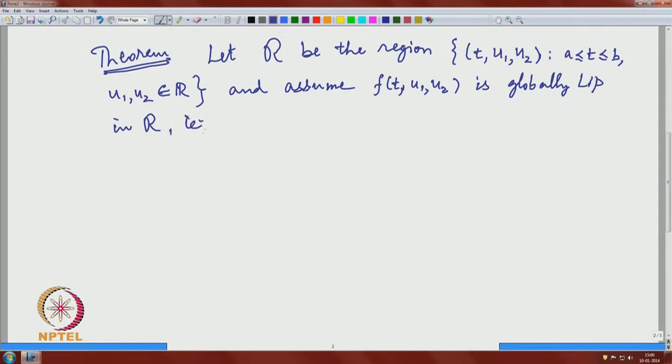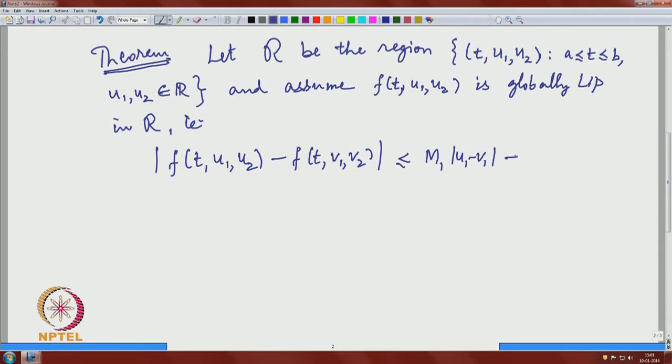That is, if we take f(t, u1, u2) minus f(t, v1, v2), this is less than or equal to m1 |u1 minus v1| plus m2 |u2 minus v2|, for all (t, u1, u2), (t, v1, v2) in R.